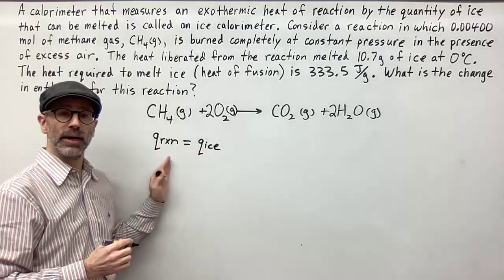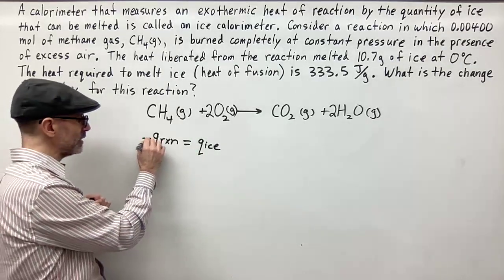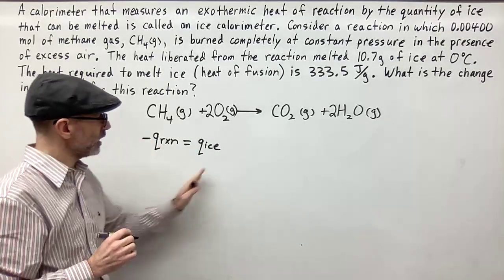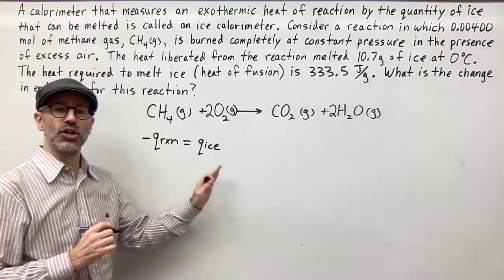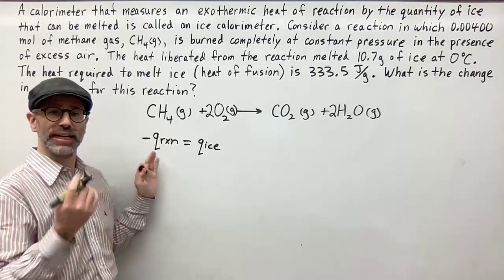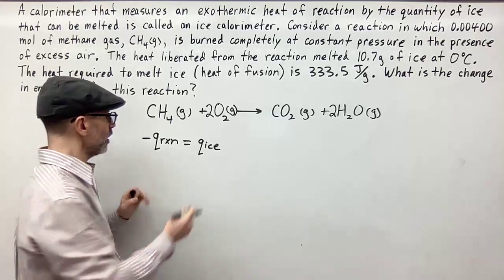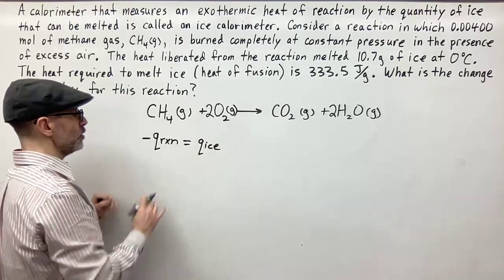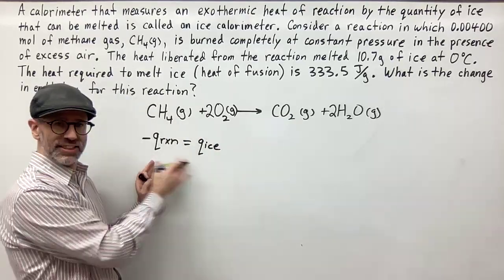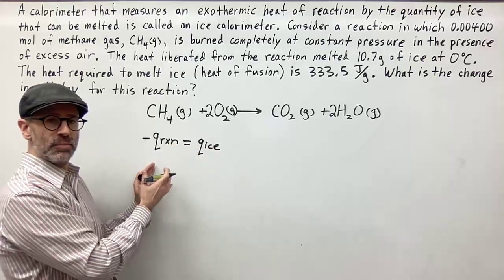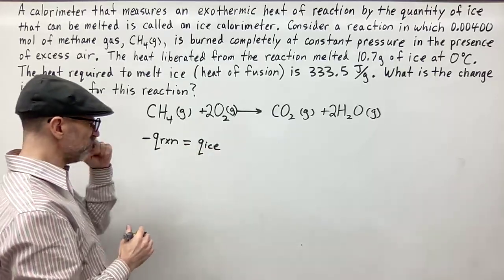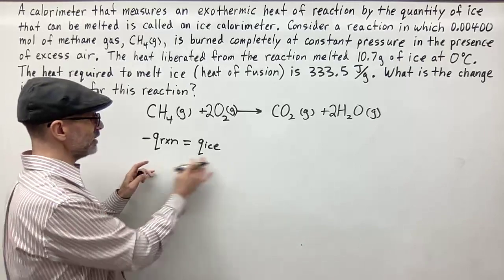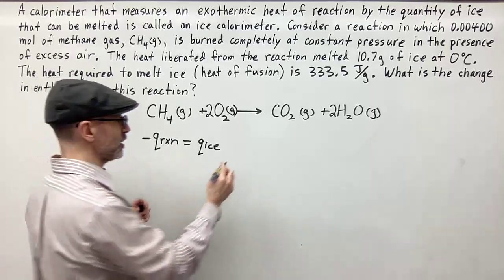These are equal but opposite. So the heat released is going to be negative. Heat absorbed by the ice is positive. So we know this to be true in calorimetry. So that's all that's involved. Now you can use this equation, that's fine. You could plug everything in. And so let's determine what the Q of the reaction is.